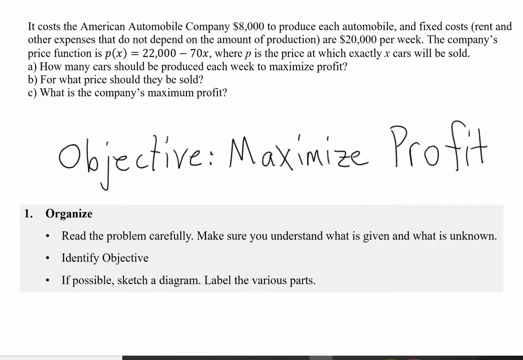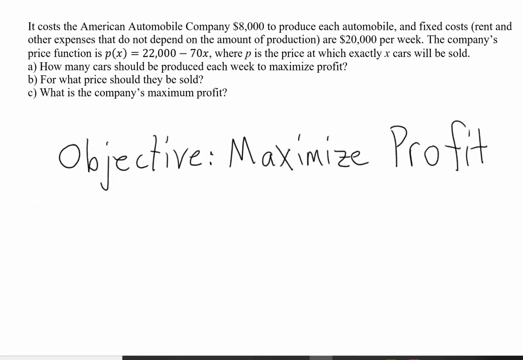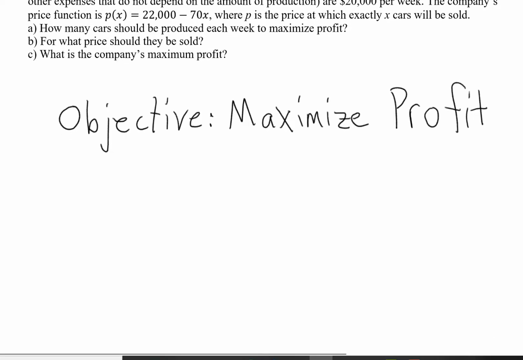Okay, so we want to be specific about what it is we are optimizing. And this problem talks all about maximizing profit. How many cars to be produced to maximize profit? What is the company's max profit? And things like that. That next bullet says, if possible, sketch a diagram and label the various parts. So we can't really draw a picture of the company and their cars, but I do want to sketch out a diagram in this way, kind of build a framework for where we're headed in this problem.